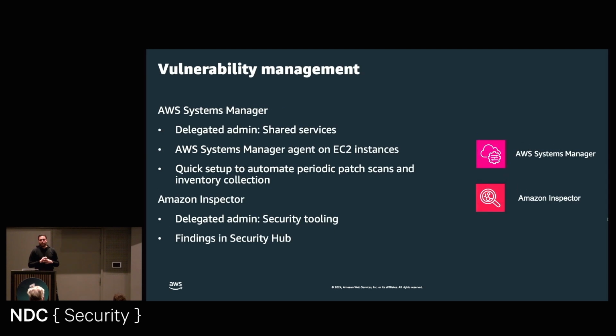The last capability, the fifth capability I'm going to talk about, is vulnerability management. Now we managed to protect our network. We need to protect our endpoints as well. So to protect your endpoints, there are two services that can help you at least here. One of them is AWS Systems Manager.